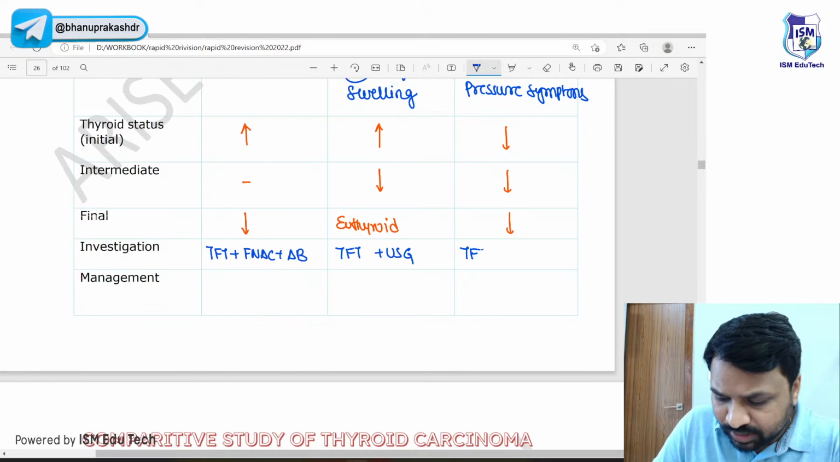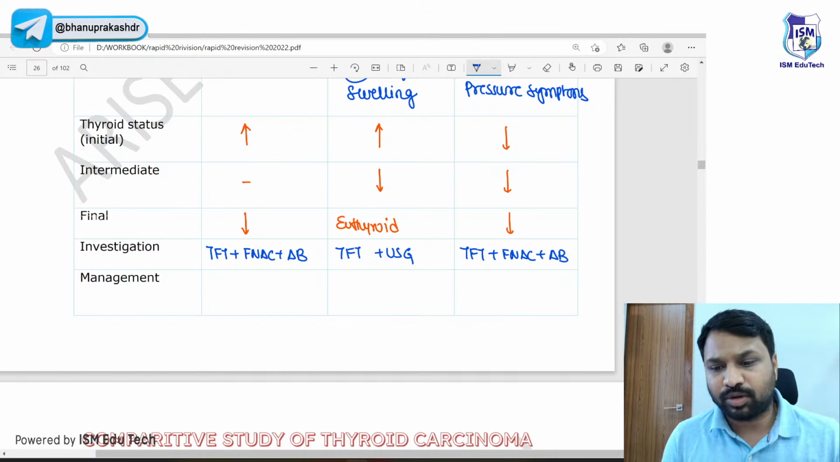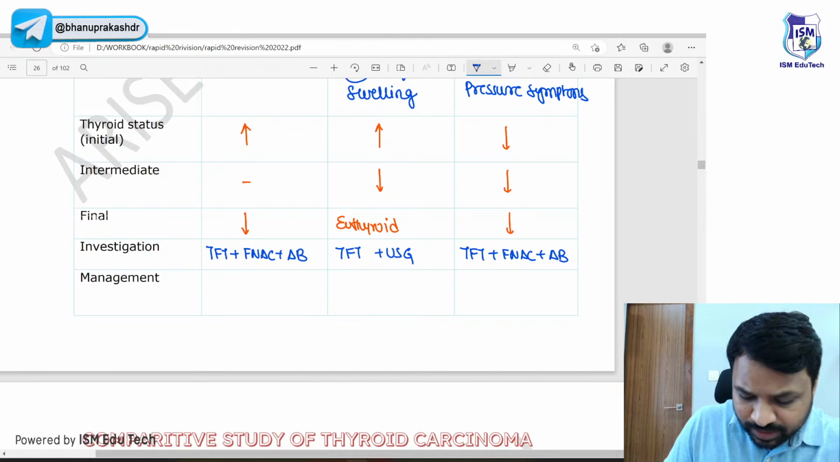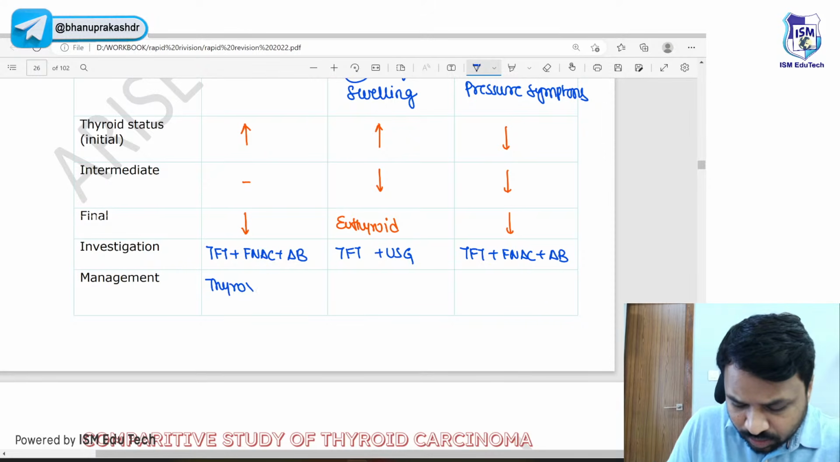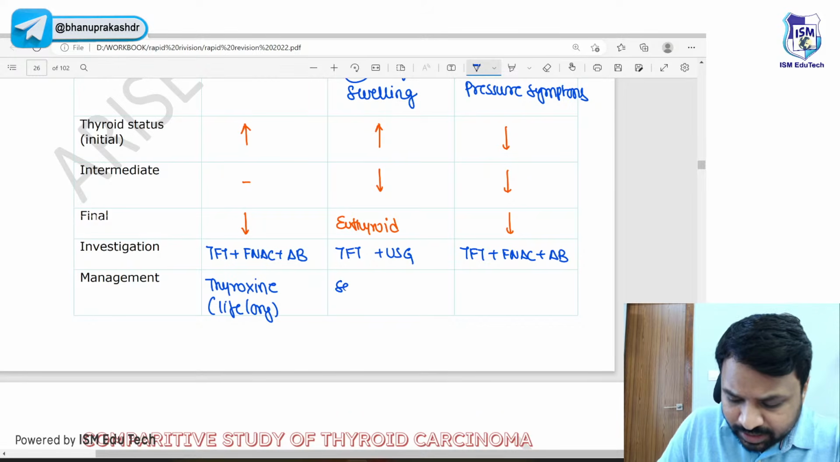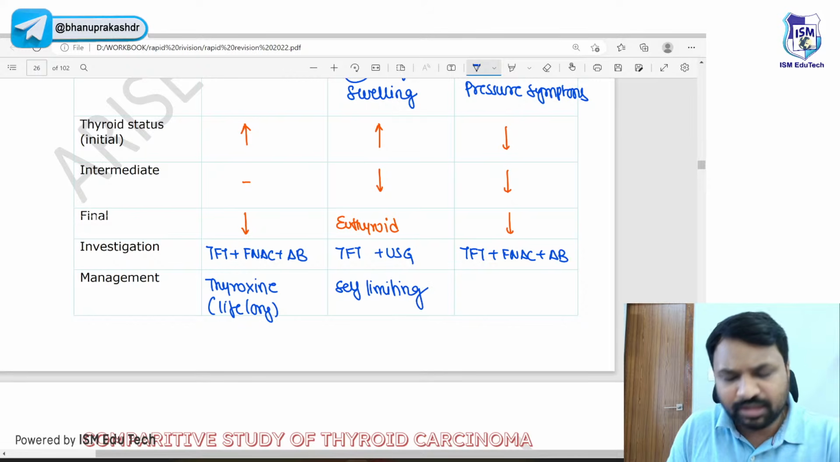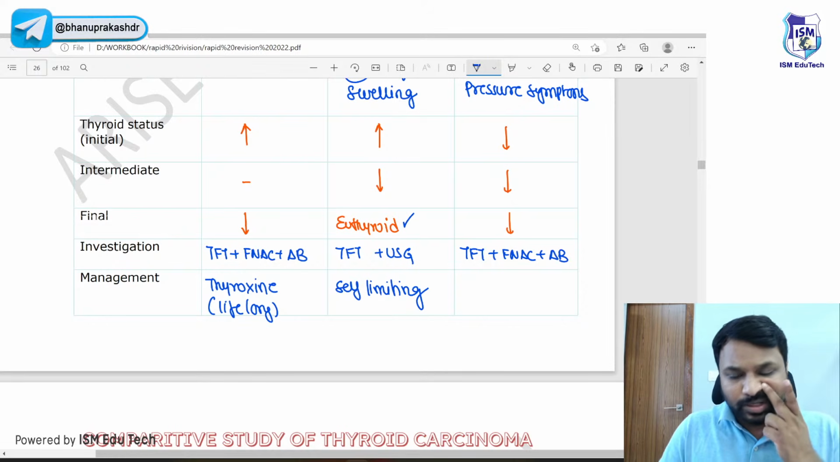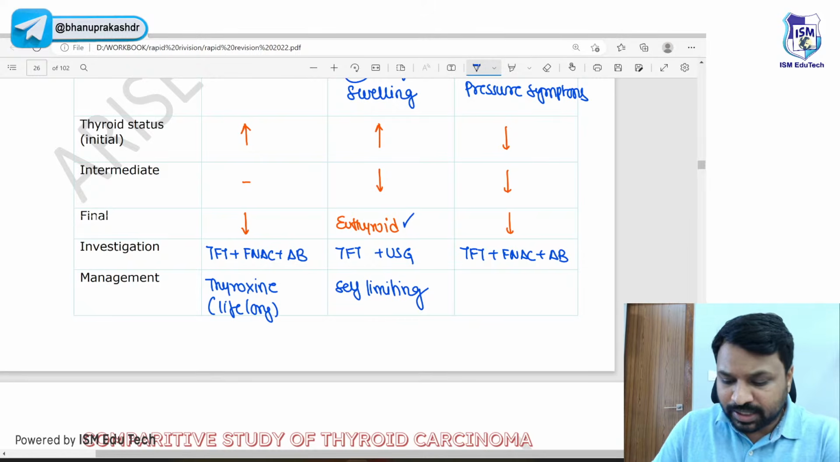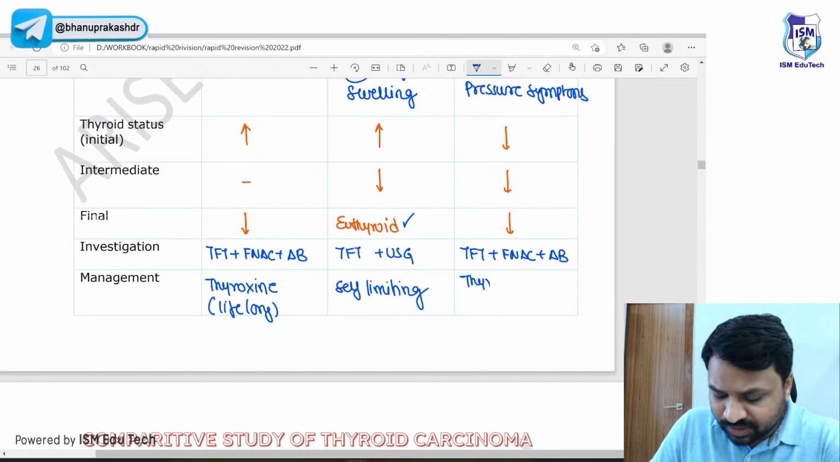Here I would do a thyroid function test with FT3, FT4 and with antibody titer, that is your IgG class of antibodies, right? Management is going to be thyroxine for lifelong. It is self-limiting, so in de Quervain's I don't need to do anything, because you can see it is becoming euthyroid by itself, right? Whereas in Hashimoto's, I have to give thyroxine for lifelong.